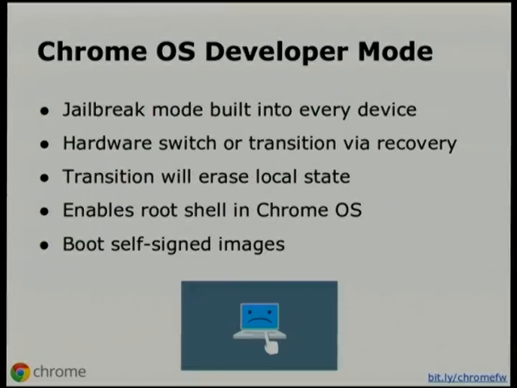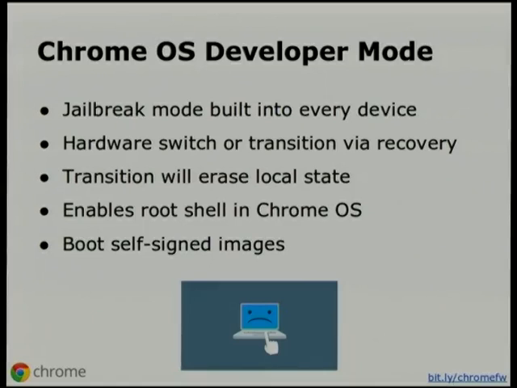Developer mode is also a big part of Chrome OS, and this is the jailbreak mode that's built into every device. Chrome OS is very locked down by default, but we really don't want to lock people out of doing interesting things with the hardware that they own. In the first generation devices, including this one, there's actually a little switch in the keylock that you can flip that will put the system in developer mode. On the newer ones, you get there by going into recovery mode and hitting, I think it's Control-D, and then it'll ask if you want to enter developer mode.